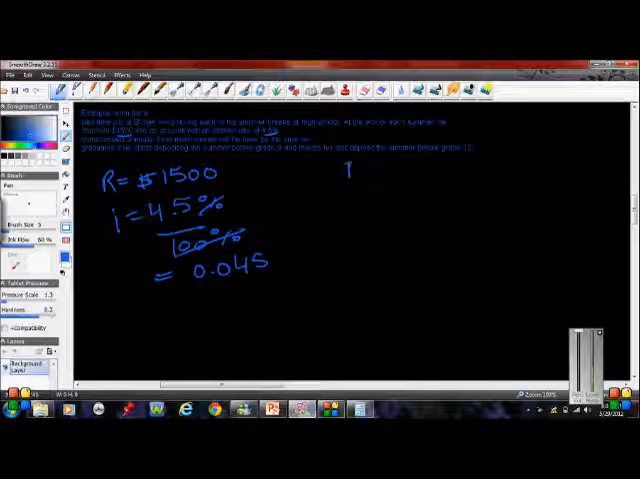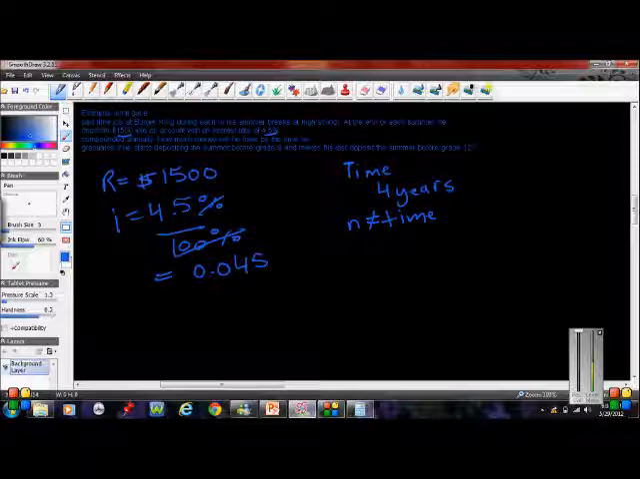Let's see here. He deposits the summer before grade 9, so grade 9 counts, and makes his last deposit the summer before grade 12. So what we're going to get for time is 4 years. The reason I wrote time is equal to 4 years is because I want to make something absolutely clear. N does not equal time. What N truly represents is the number of compounding periods. Well, in this case, N does equal time. So in this case, N is equal to 4.